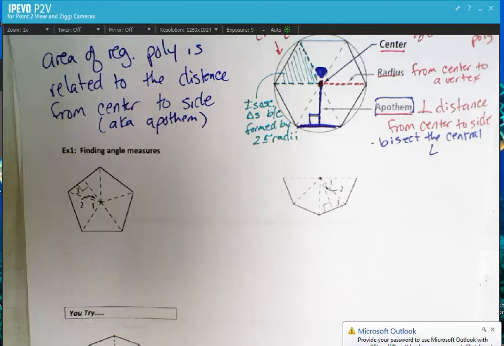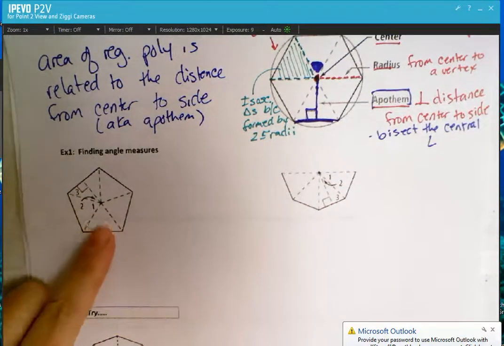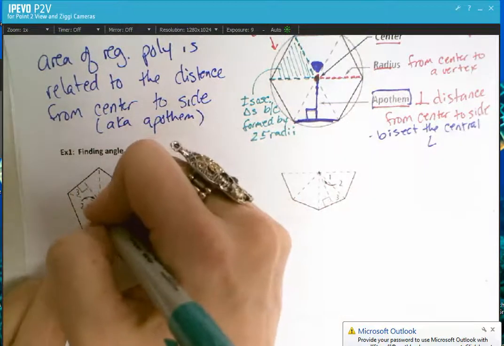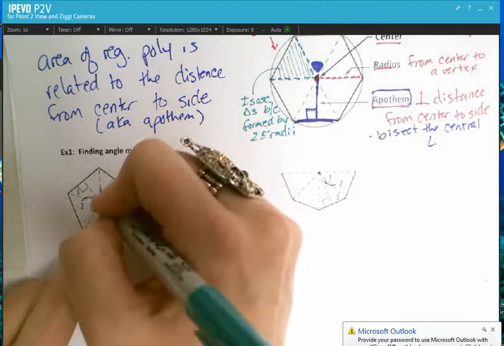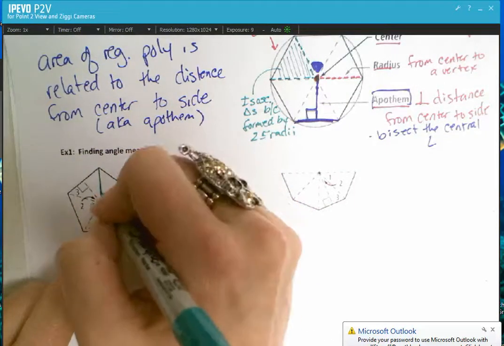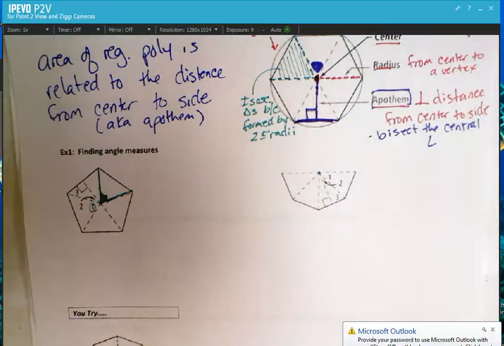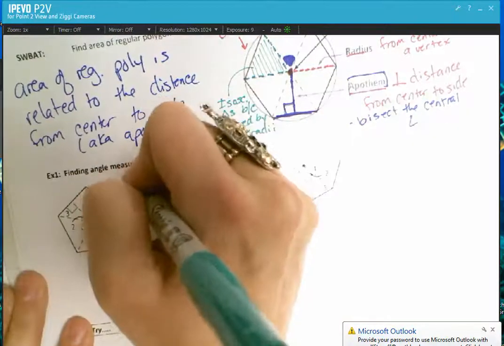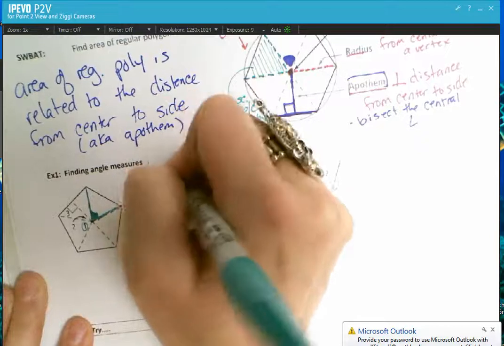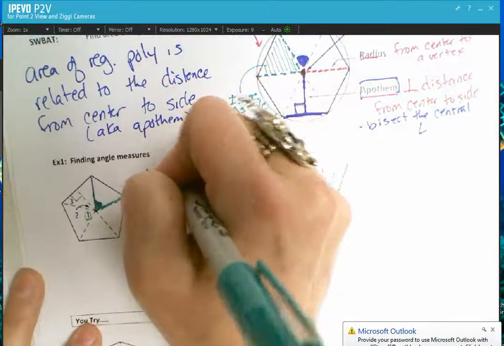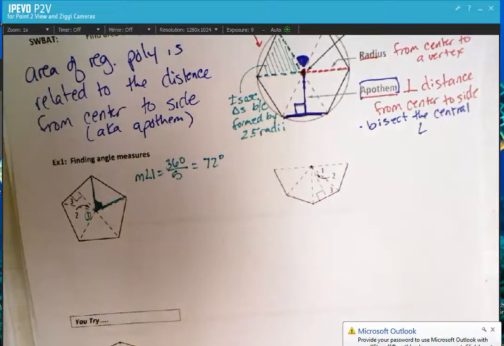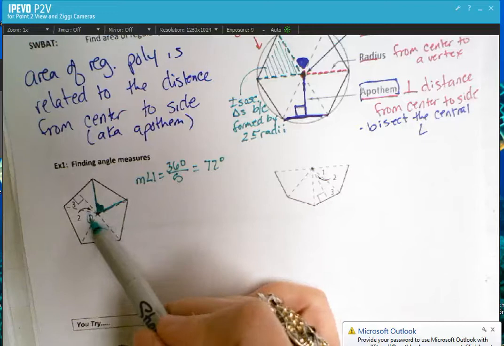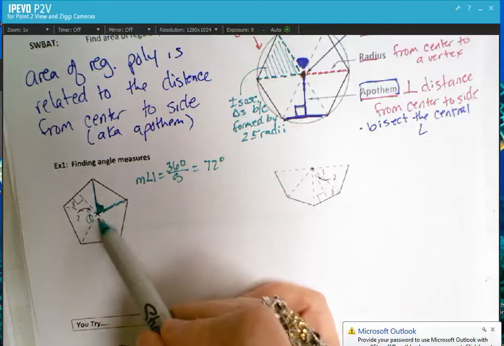So let's first start taking a look at finding angle measures though. If I want to find measures of angle 1, 2, and 3, first we need to find the central angle measure, which is angle 1. So we are going to have 1, 2, 3, 4, 5 central angles here, created by our radii. In order to find those 5 central angles, I know the measure of angle 1 is equal to 360, we learned this earlier in the year, divided by the number of sides, which is going to give me 72 degrees. So each of these triangle wedges has 72 degrees as the whole central angle.